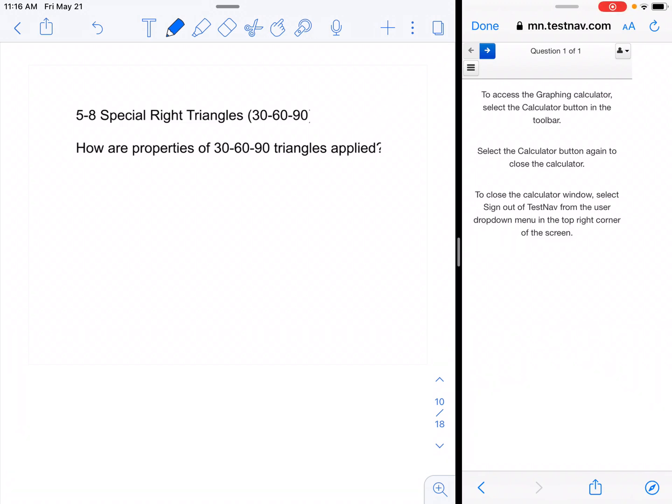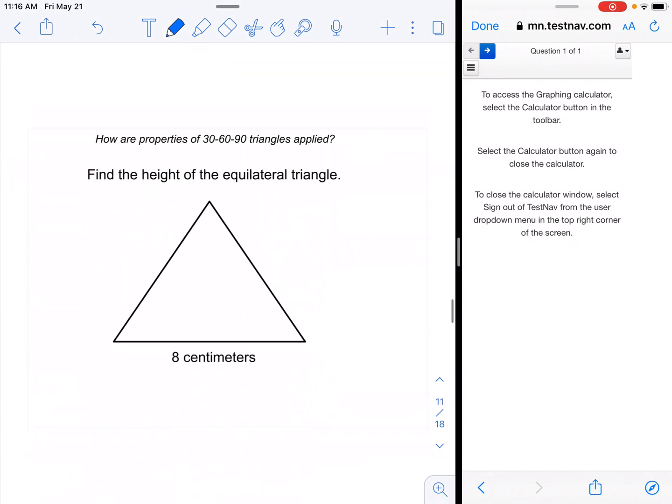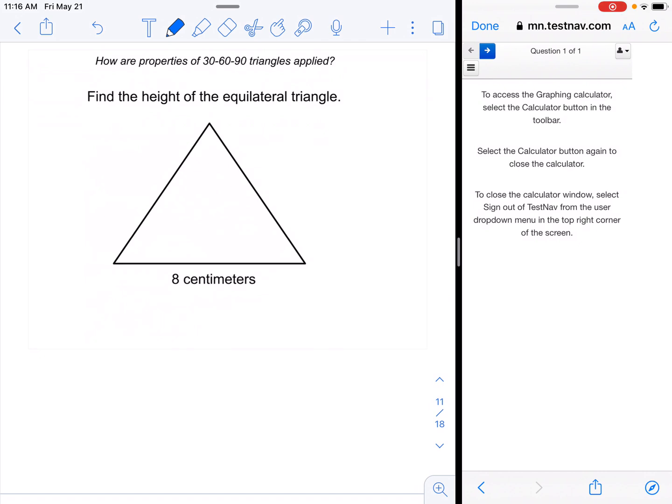All right, the second part of 5.8 is about another special right triangle, and that's a 30, 60, 90 triangle. The 30, 60, 90 triangle comes from an equilateral triangle. Equilateral triangles, we know, have all equal sides, but we also know they have all equal angles. And if all the angles in a triangle add up to 180, and we divide it into 3 equally, we get 60 degrees. This question says find the height.